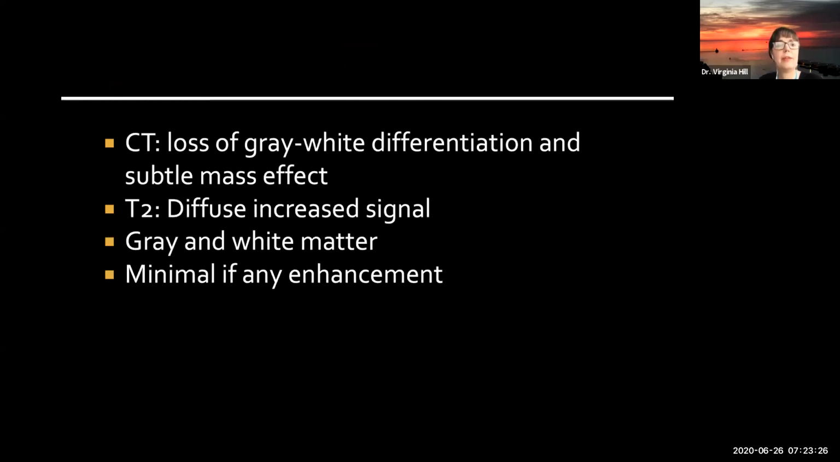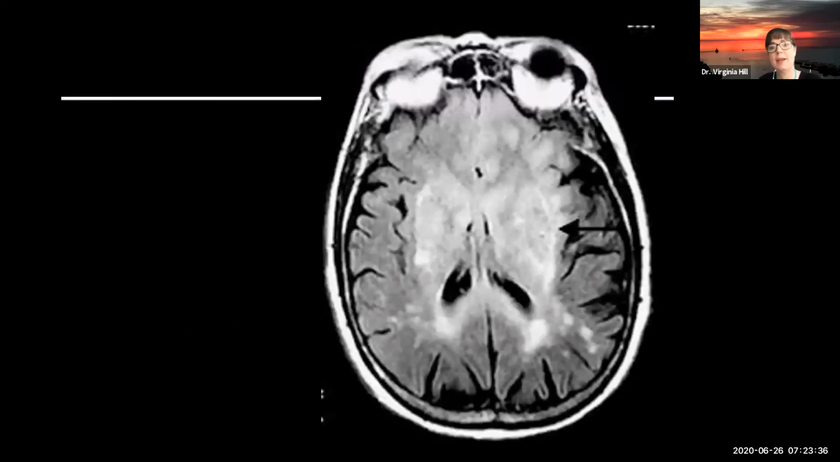On CT, you will see loss of gray-white differentiation and subtle mass effect, and on T2, you will see diffusely increased signal. It involves the gray and white matter, and there is minimal, if any, enhancement. And here is an example. We see this mass-like, confluent, multi-spatial tumor, and this is a gliomatosis cerebri pattern.